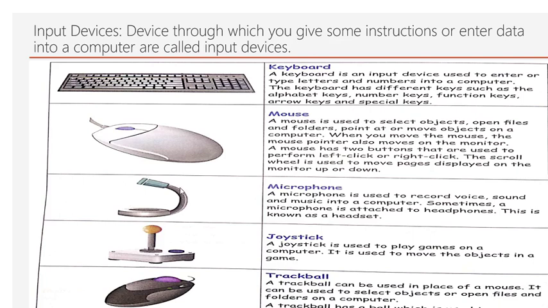Now the third input device, as it resembles a mic, we call a microphone. Now what does it do? A microphone is used to record voice, sound and music into a computer. Sometimes a microphone is attached to a headphone. This is also known as a headset.